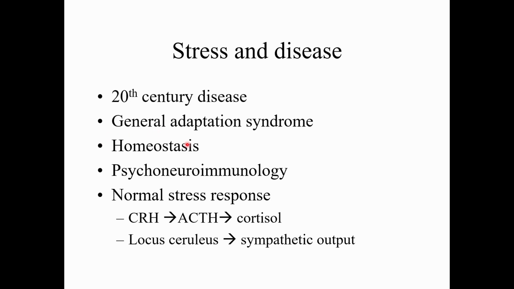Our ability to maintain homeostasis is very influenced by the stress that we're feeling. And so there's a whole new field called psychoneuroimmunology. How is mental and emotional stress affecting the brain and affecting the immune system?